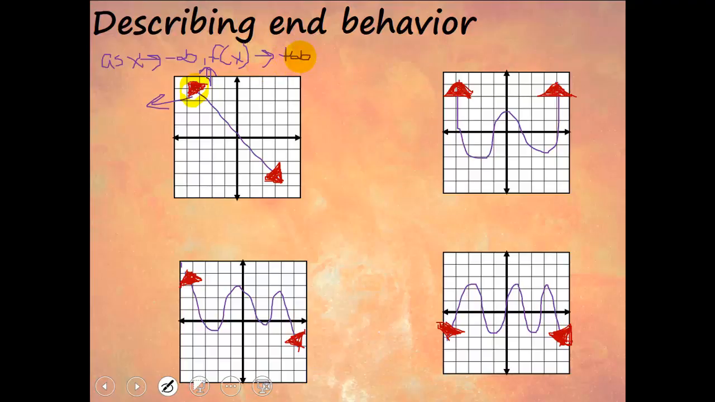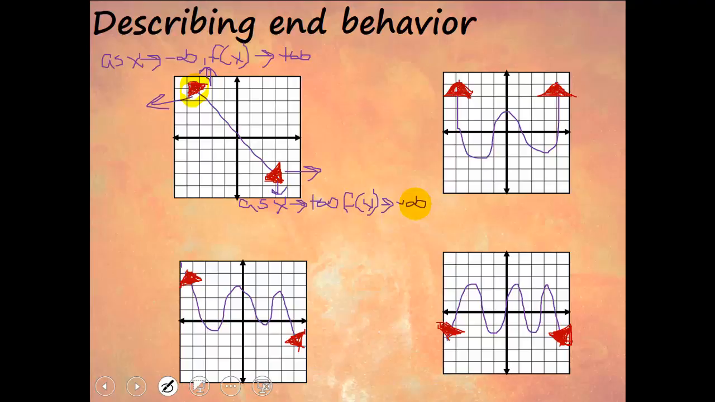For this end over here, you're going to have two statements for every graph. As x goes to, remember this is going off to the right, so that's positive infinity, f of x is going down, which is negative infinity. Okay? That's the first one.